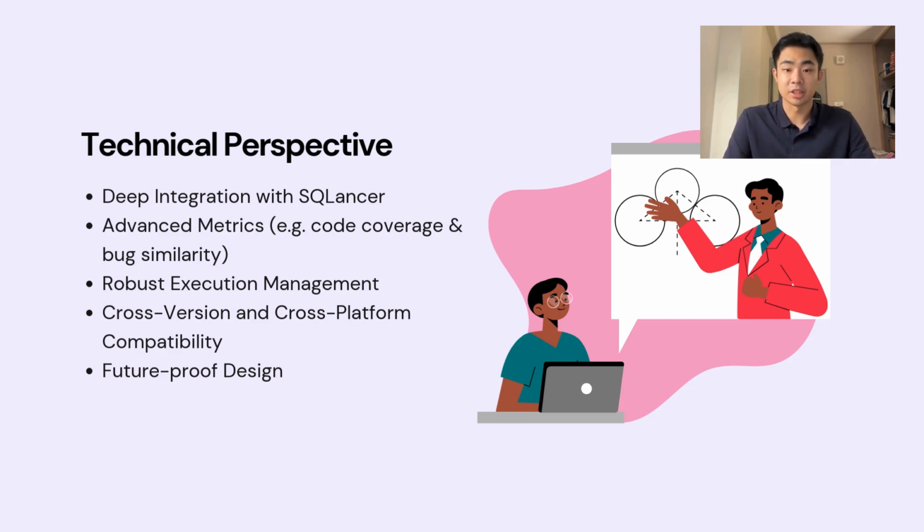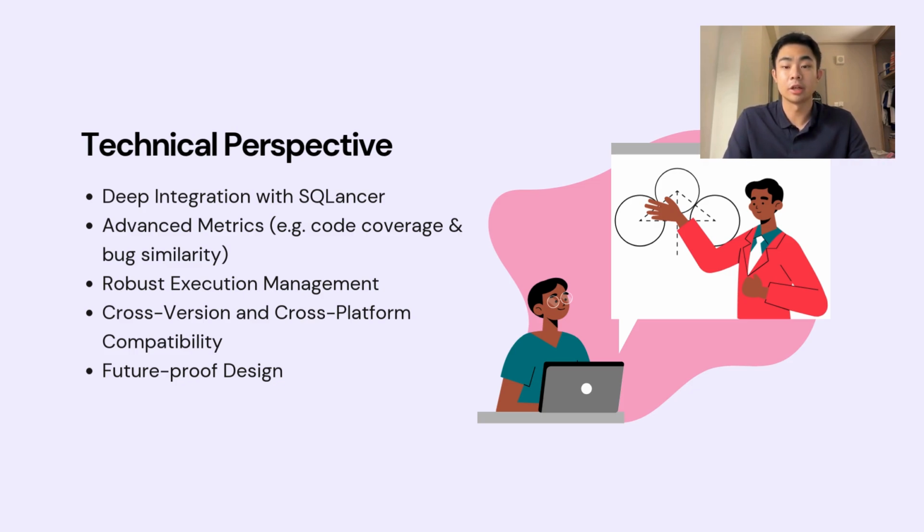Next, from a technical perspective, we tackled and implemented several features that were not quite easy to get right. For example, tracking metrics like bug similarity, query complexity, and especially code coverage, all of which require deep integration with SQLancer's outputs and the exploration of a number of alternative approaches. We also supported real-time logging and termination of runs, which involve managing asynchronous processes reliably. And perhaps most importantly, we made it work across different versions of SQLancer, databases, and operating systems.